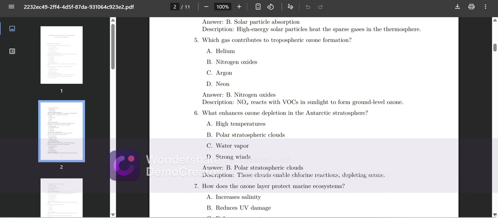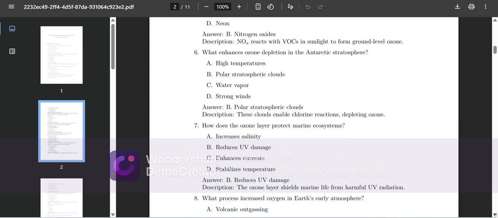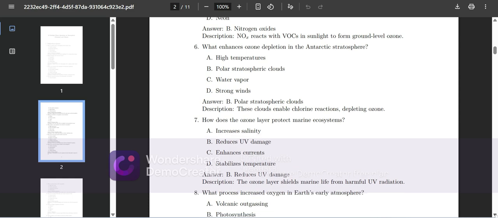Which gas contributes to tropospheric ozone formation? Nitrogen oxide. Nitrogen oxide reacts with volatile organic compounds in sunlight to form ground-level ozone. What enhances ozone depletion in the Antarctic stratosphere? Polar stratospheric clouds. These clouds enable chlorine reactions, depleting ozone.